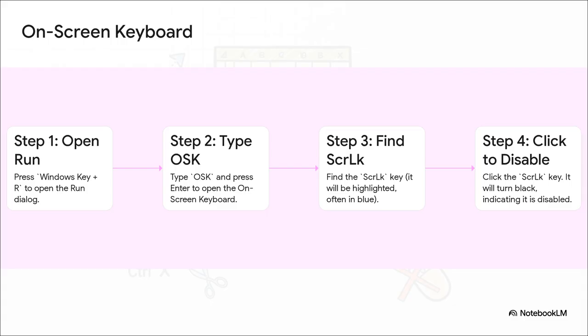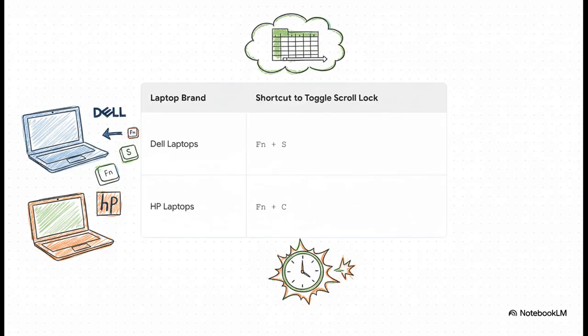So for you, the most foolproof method is to use the on-screen keyboard. You just open it up through the Run menu, find that glowing Scroll L key, give it a click, and just like that, you're back in business. But wait, before you even do that, if you're on a Dell or an HP laptop, you might have an even quicker fix. A lot of Dell laptops use the function key plus S, and HPs often use function plus C. It's for sure worth trying that first. It could literally be a 1-second solution.